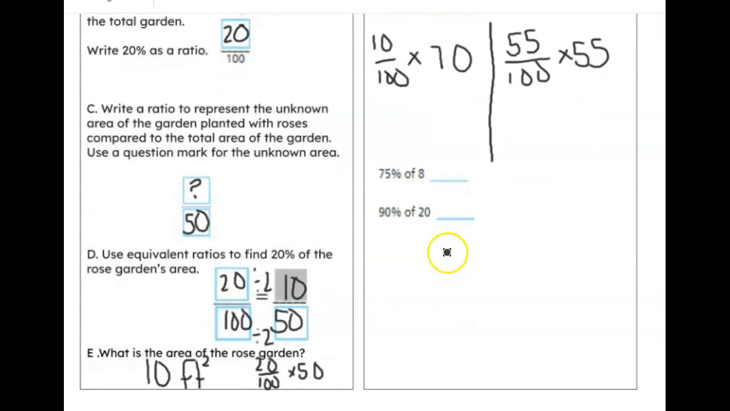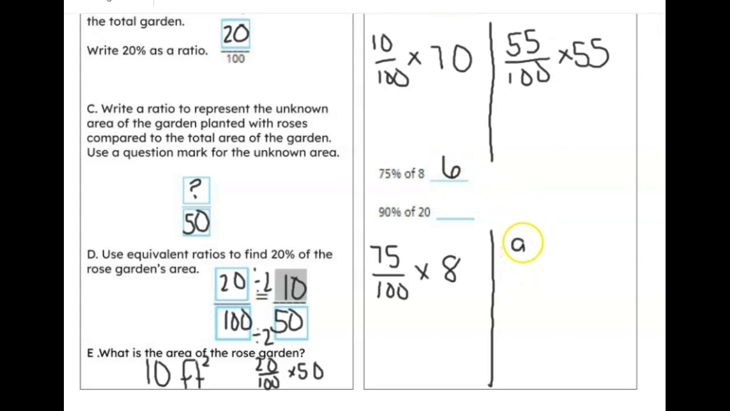And our last section, I'm cutting it in half so I can keep them separate. 75% of 8, I have 75 over 100. Of means multiplication, and we're going to multiply it by 8. So 75 over 100 times 8, I got 6.